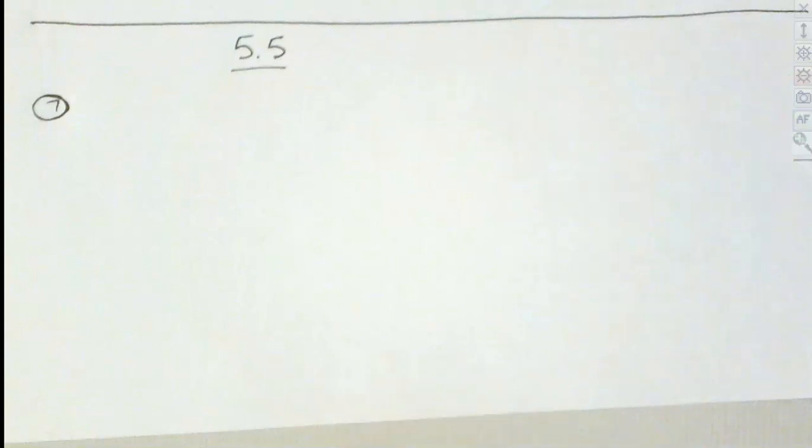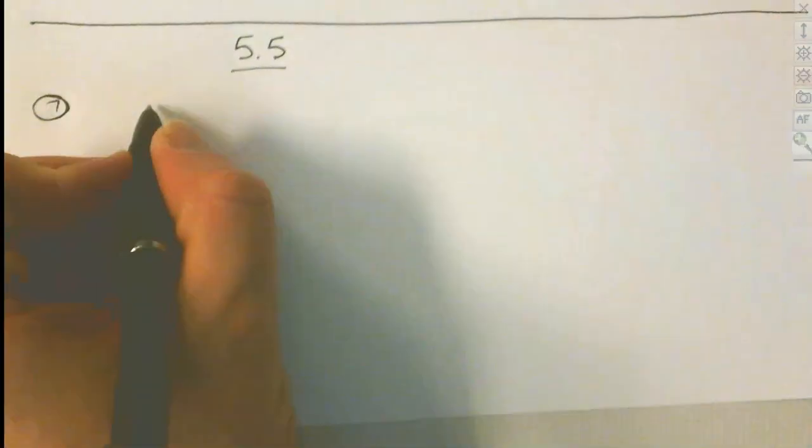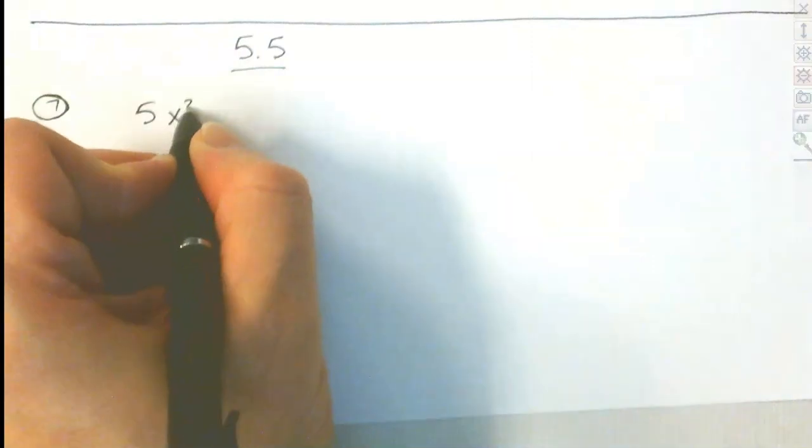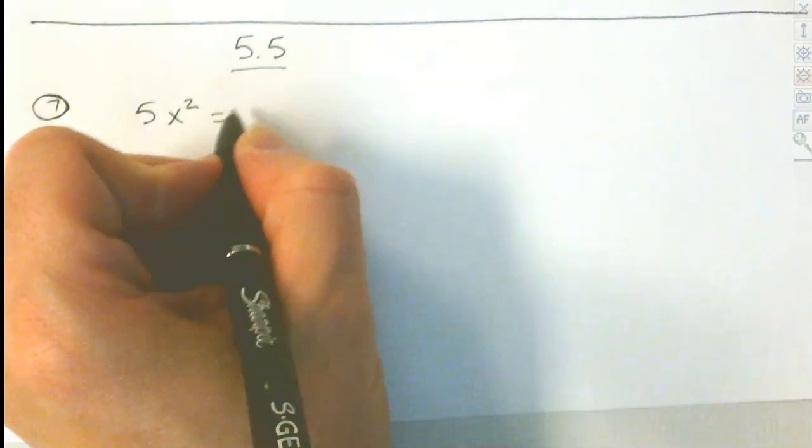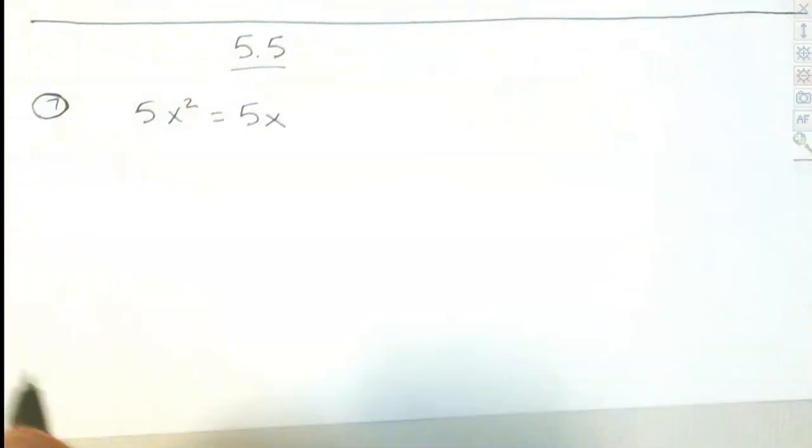I picked those because those are the ones that we've covered, and they all illustrate a similar but different technique. So question 7 is 5x squared equals 5x.